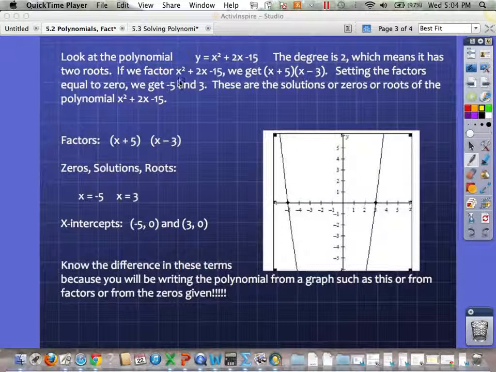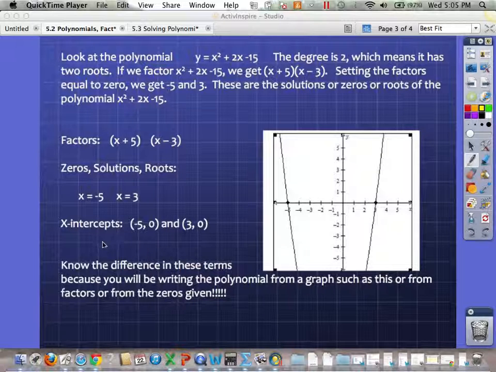If we can factor this, which we can, remember factors of 15 that subtract to be 2, which would be 5 and 3, and then the 5 is going to be positive because it takes the sign that comes with the linear term. So then we get x plus 5 and x minus 3. These are the factors. And then you set those factors equal to 0, and you get your solutions to be negative 5 and 3. These are the solutions, or zeros, or roots of the polynomial. Okay? So the terminology is super important that you understand what they want. They're going to ask you for factors. They will ask you for solutions. They will ask you for roots.